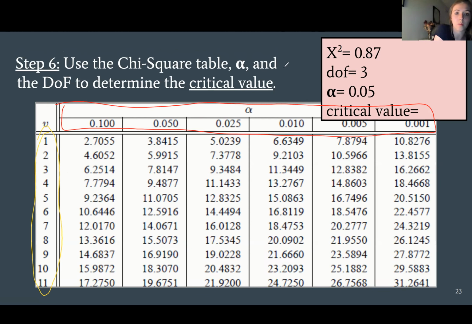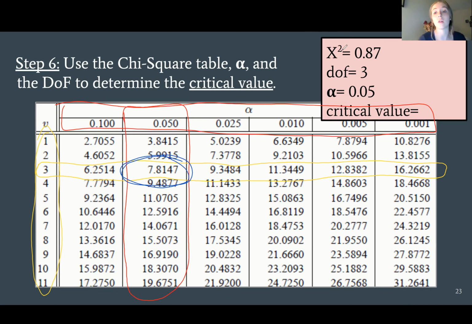So if you go over, remember we said we had degrees of freedom, which are 3. So that means we're going to be in this row right here. And our alpha value is in this row right here. We're going to be using an alpha of 0.05. So what is our critical value? Our critical value is 7.814. 7.814 is our critical value.